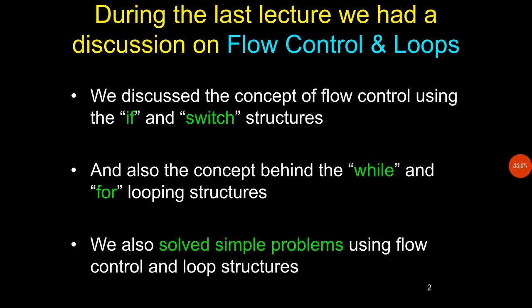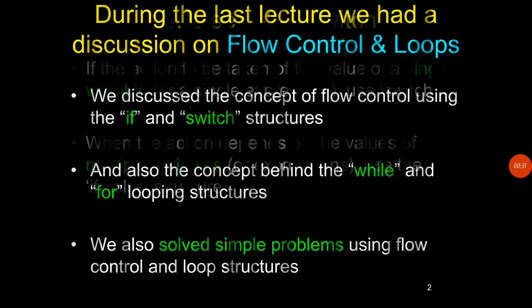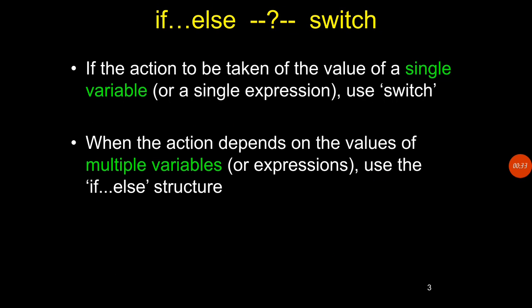In this class today we will discuss arrays. In the last lecture we had a discussion on loop control and flow control. We discussed the concept of flow control using if and switch structures, and also the concept behind the while and for looping structures. We also completed and solved some problems using flow control and loop structures in the previous class. So, when to use an if else and a switch statement?